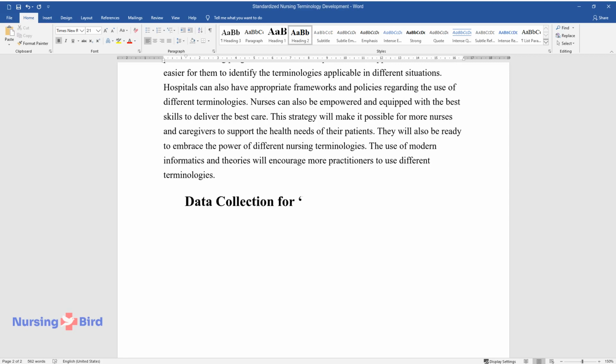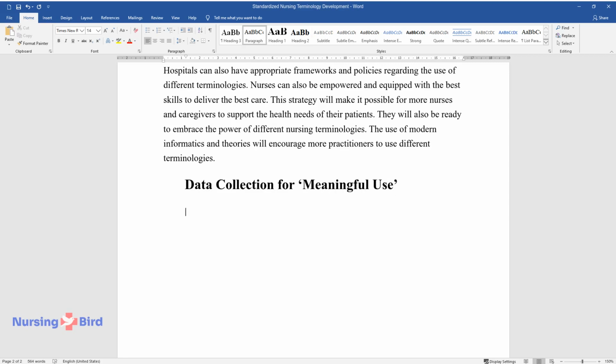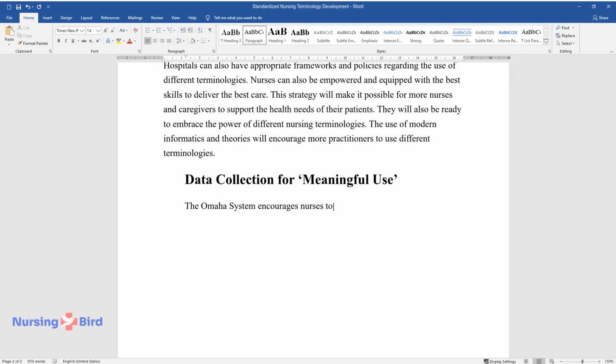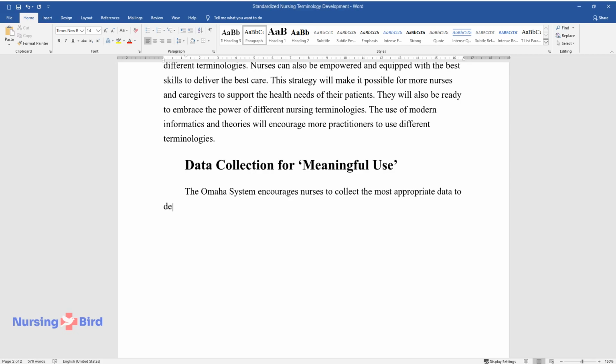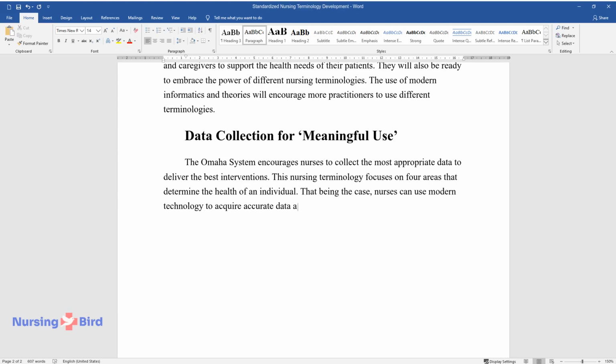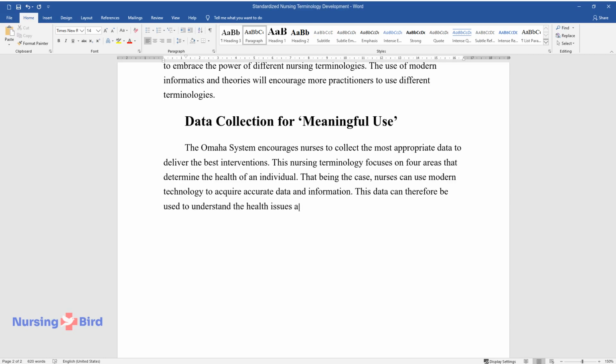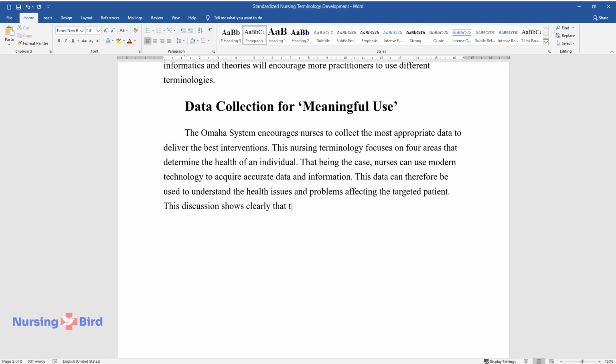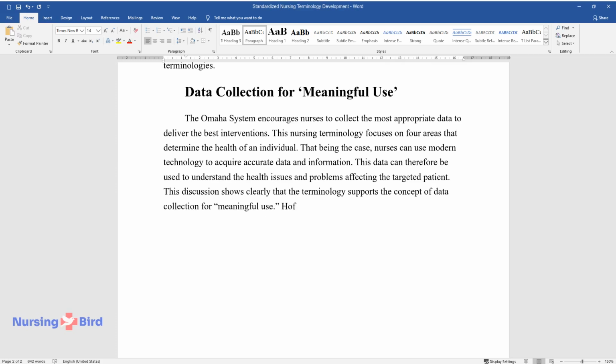Data collection for meaningful use. The Omaha system encourages nurses to collect the most appropriate data to deliver the best interventions. This nursing terminology focuses on 4 areas that determine the health of an individual. That being the case, nurses can use modern technology to acquire accurate data and information. This data can therefore be used to understand the health issues and problems affecting the targeted patient. This discussion shows clearly that the terminology supports the concept of data collection for meaningful use.